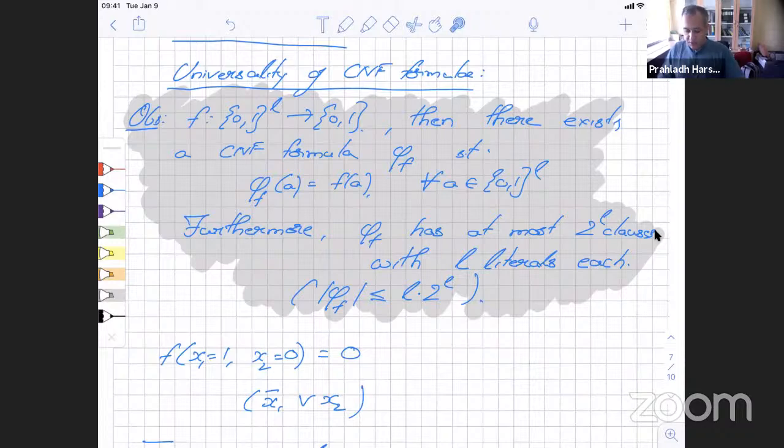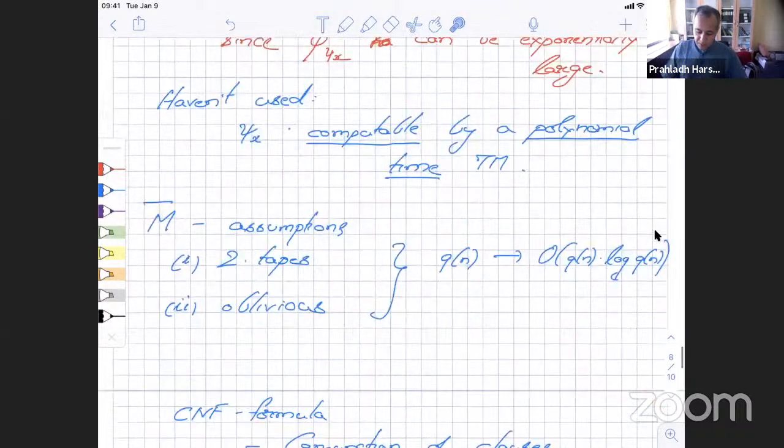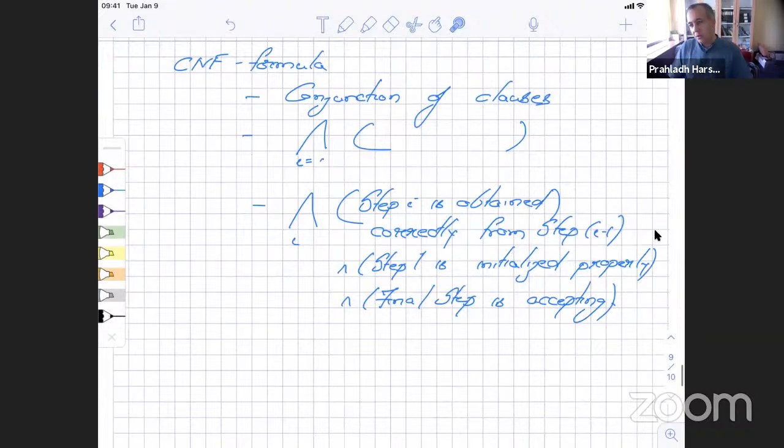And there will be several such. We'll have to do this for every step. So it will be a conjunction of several such CNF formulas, but the number of such CNF formulas is exactly the time of the machine. Therefore, it will still remain polytime.